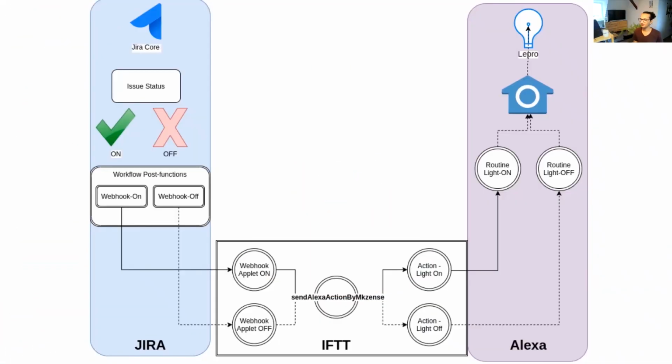So you need Jira admin access. You need an IFTTT account. It's free as well. And you need, of course, to have Alexa or any other cloud-based smart home control system.